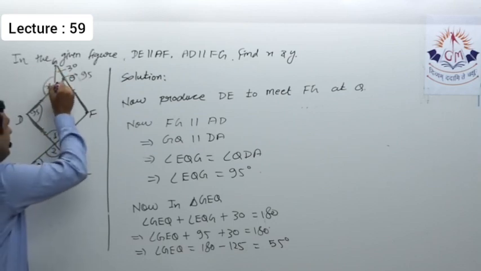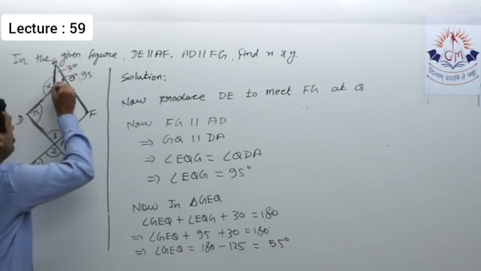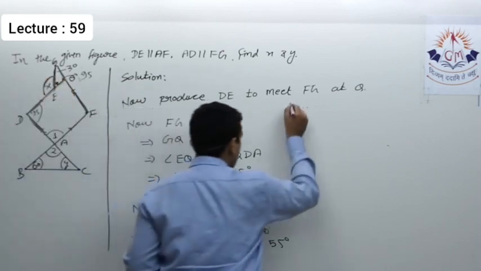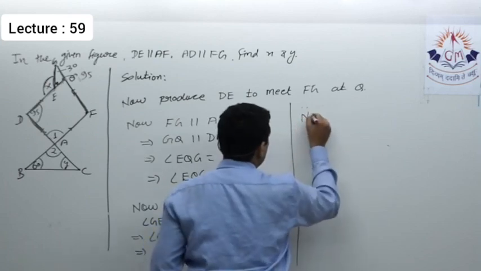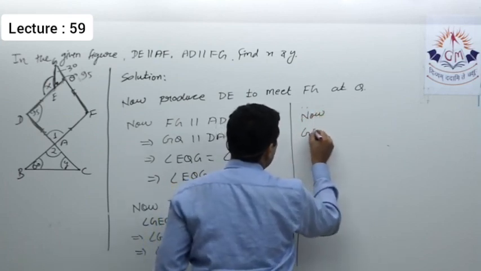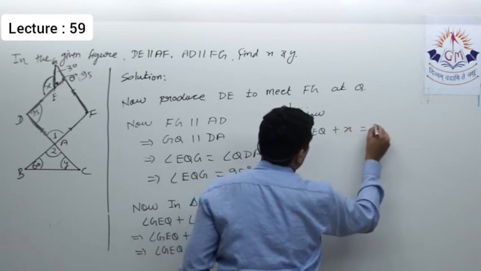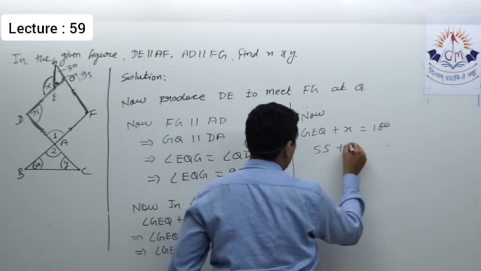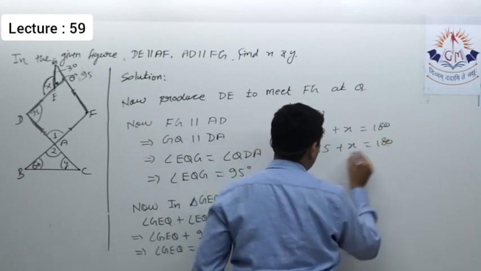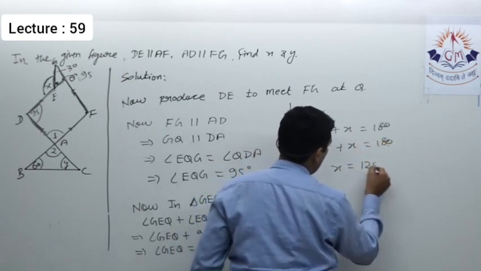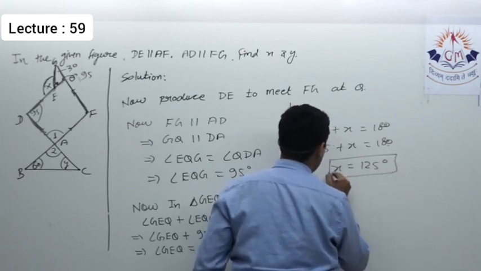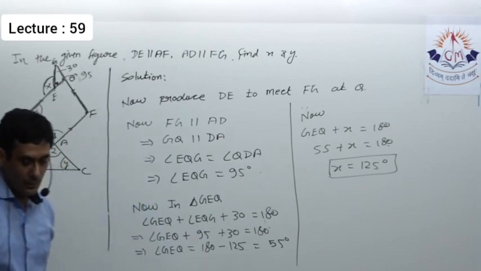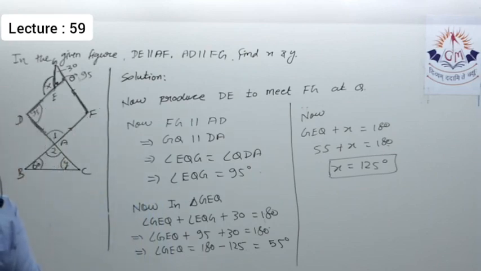Now this angle GEQ plus this x form a linear pair, isn't it? So now GEQ plus x is equal to 180 degrees. So 55 plus x is equal to 180 degrees. Therefore x is equal to 125 degrees. So here we got the final answer, that is the value of x as well. So please note it down.